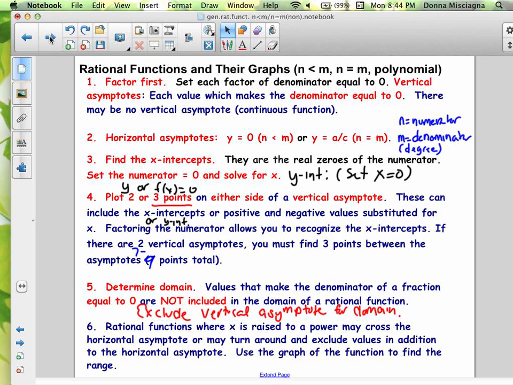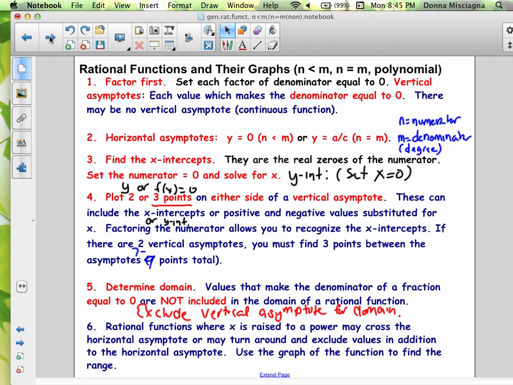You're going to plot 2 or 3 points on either side of a vertical asymptote. These can include the x-intercepts or positive and negative values substituted for x, or the y-intercept. Factoring the numerator allows you to recognize the x-intercepts. If there are 2 vertical asymptotes, you must find 3 points between the asymptotes for 7 points total. So you need to have 7 to 9 points total if you have 2 vertical asymptotes.